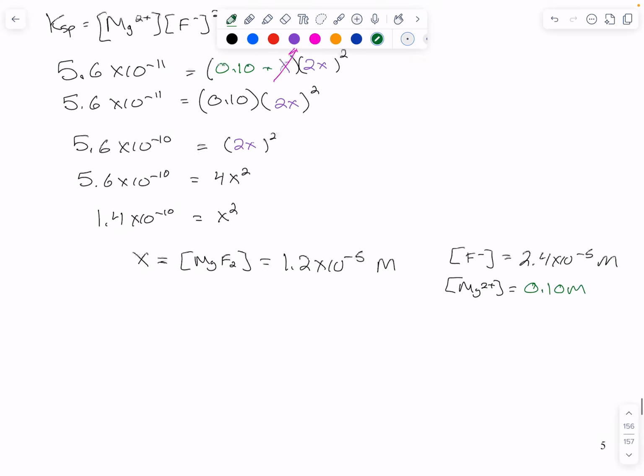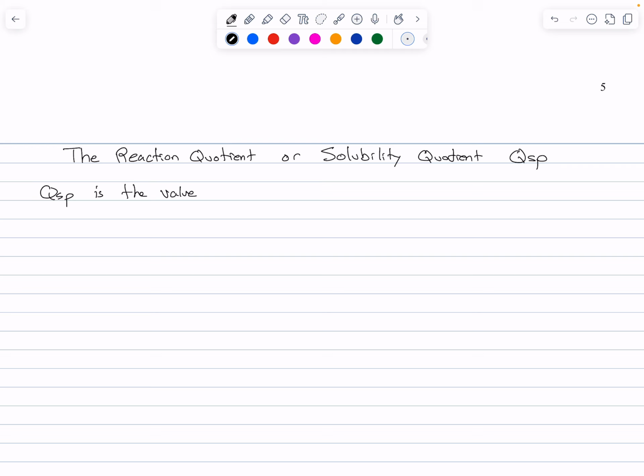All right. Next topic that we need to talk about is the reaction quotient or solubility quotient, QSP. Right? And of course, QSP is the value of the product of the ion concentrations.